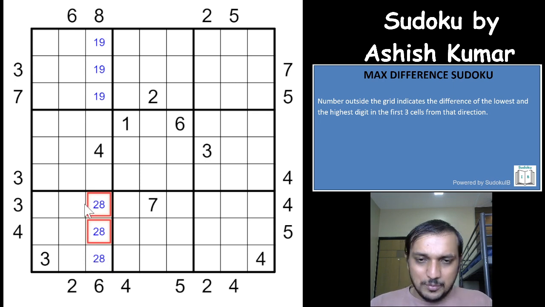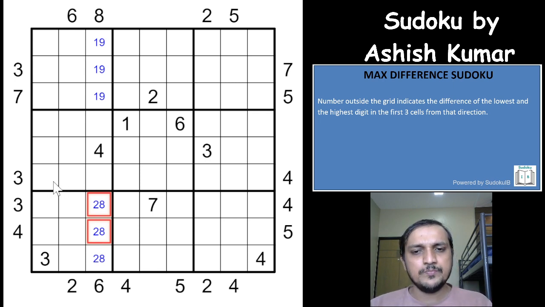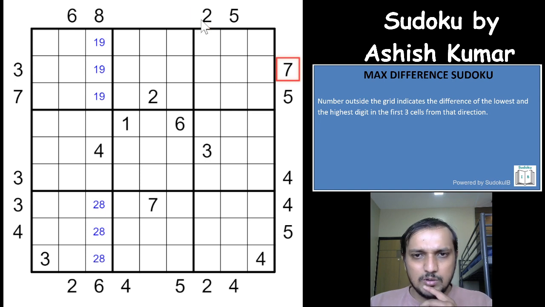I actually don't remember the solve path of this because I created this long back 2 or 3 months ago. So it's kind of new for me, but I know a few tricks that I used in this. Whenever you have a 2 outside the grid, those 3 digits would have to be consecutive. That's the only way you can have a 2 outside the grid. So it can be 1, 2, 3, 2, 3, 4, 3, 4, 5, 4, 5, 6 and so on, up to 7, 8, 9, right? So that way you will get the maximum difference as 2.